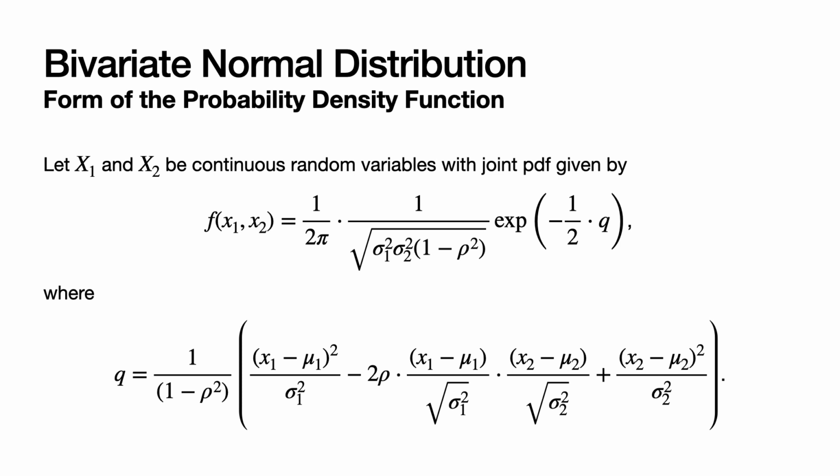Let x1 and x2 be continuous random variables with a joint PDF, lowercase f, given by the following expression. So this is a bivariate PDF, and so it has two arguments. We'll label them x1 and x2, corresponding to the random variables x1 and x2. And so f of x1 and x2 is equal to 1 over 2 times pi times 1 over the square root of sigma 1 squared times sigma 2 squared times 1 minus rho squared.